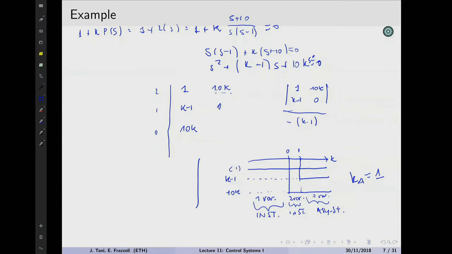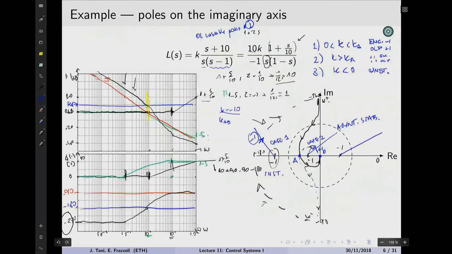Why do we do that? Well, because we know from the previous considerations that there are some values of K for which the closed loop system is asymptotically stable, and other values of K for which it's unstable. By an argument of continuity, there must be some transition values. And the transition value here is what we call Ka. But how do we find this Ka?